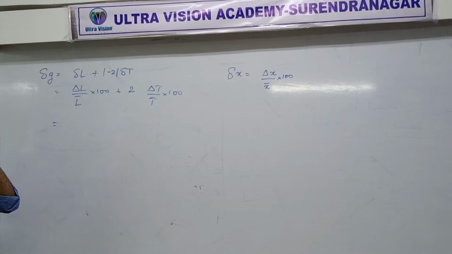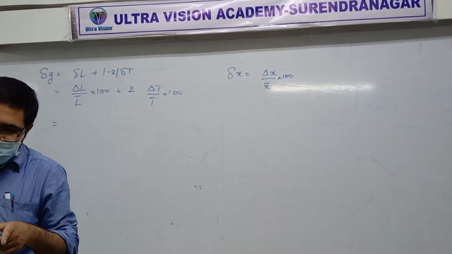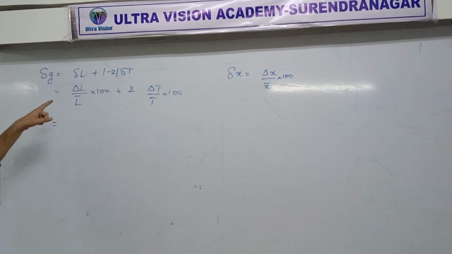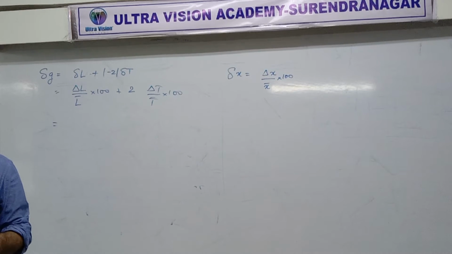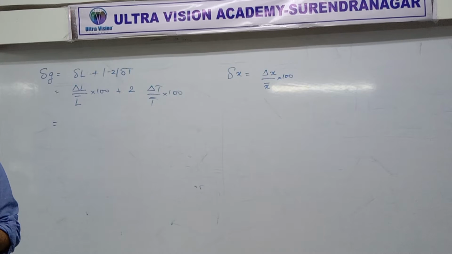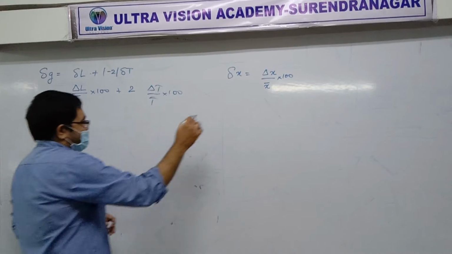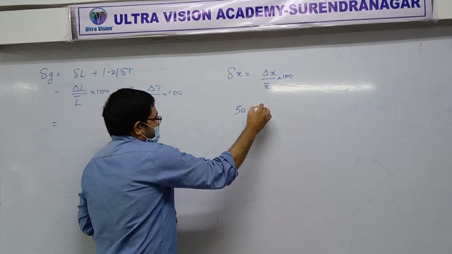Why? How can you get that? Not mentioned in the question. In L, sorry sir, 0.1. 0.1 for delta L. Final answer. 0.1. Okay, why? Because sir, the measurement is given as 50.0, so it measures 1 by 10, so this value will be 0.1 centimeter. Very good. Who understood what she said?